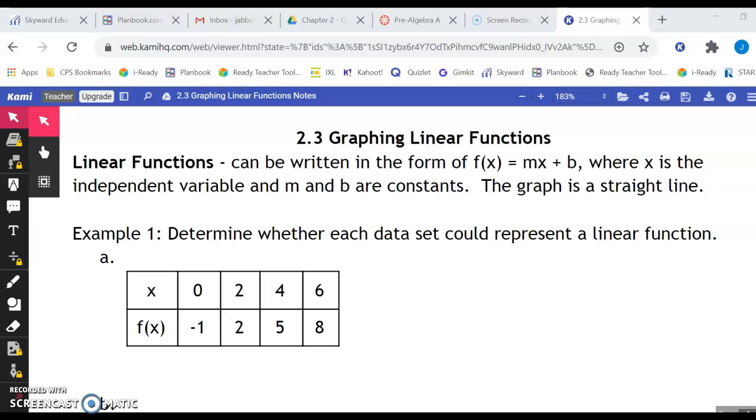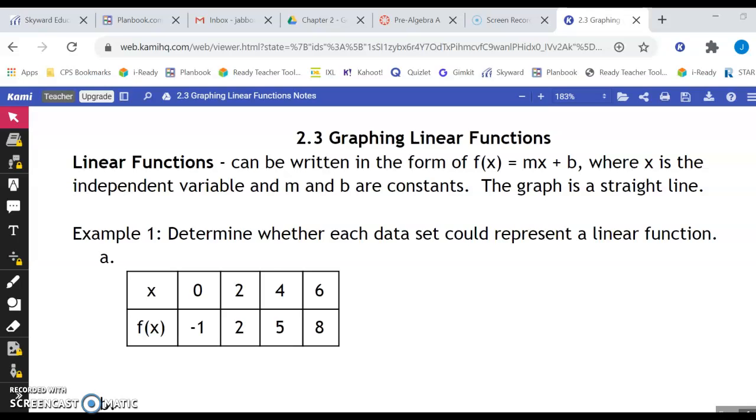We are going to graph linear functions today, and a linear function is something that can be written in the form of f of x equals mx plus b, where x is the independent variable and m and b are constants. What that means is that m and b are going to have numbers. X is what we can change and what we can plug different numbers into.